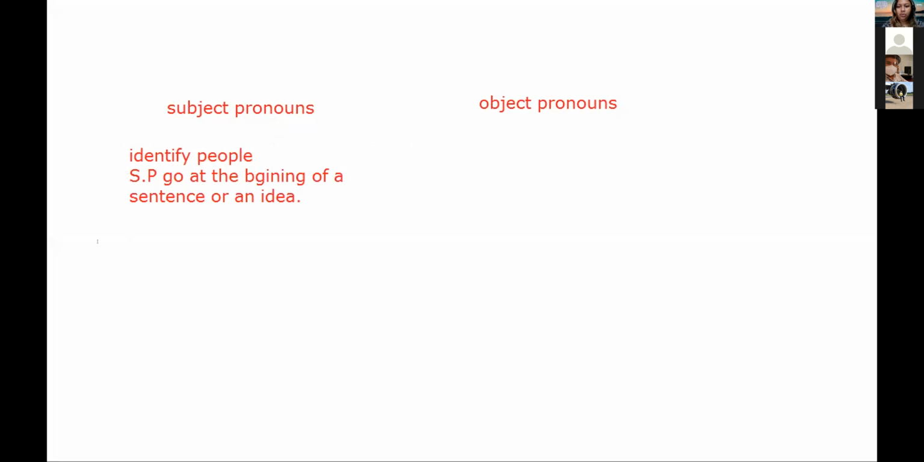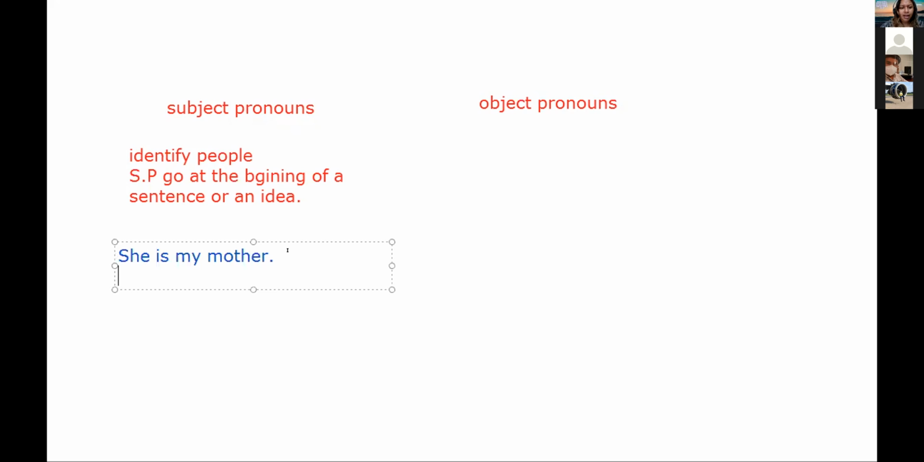So what examples can I have with subject pronouns? Can you read it for me? So we say, "She is my mother." I'm referring to the person, so I am identifying the person. I have to say she, okay?